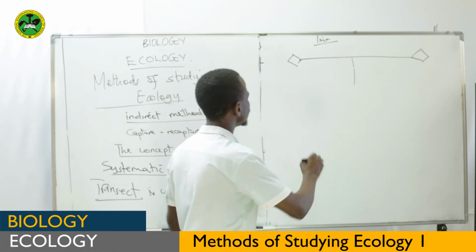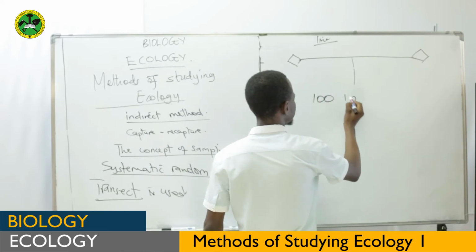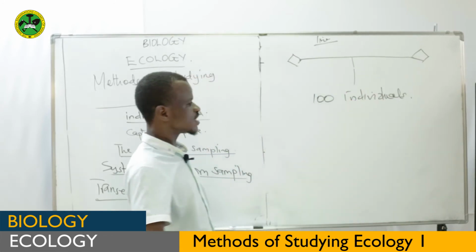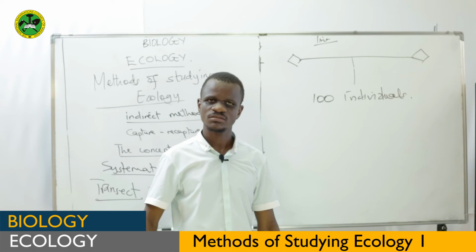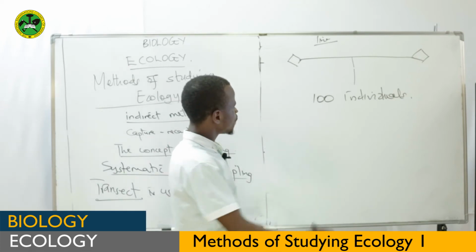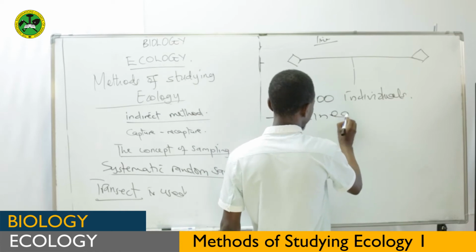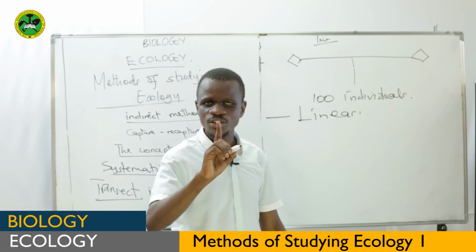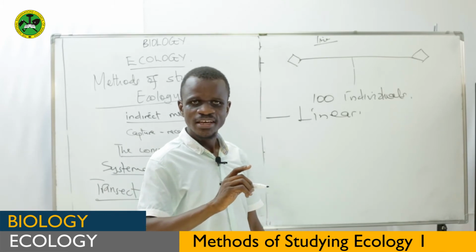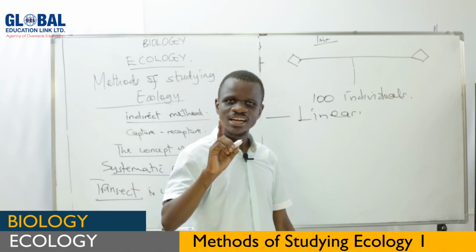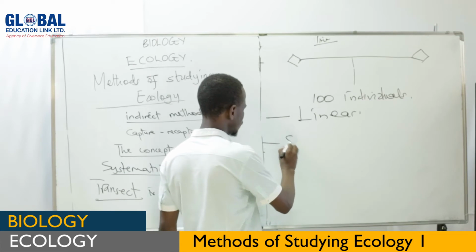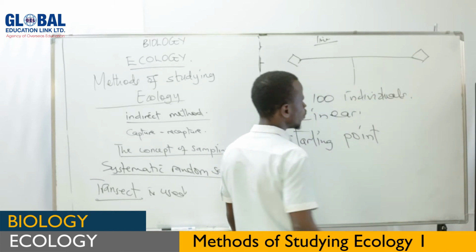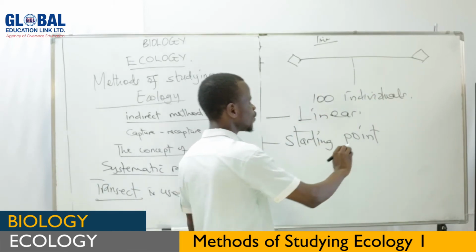Let us have this example. You have 100 individuals. You want to use systematic random sampling. These individuals are arranged in a linear way. How are we going to do it? As an ecological investigator, select a starting point. Therefore, we will select a starting what? Point. Let's say we will start by selecting individual 5.